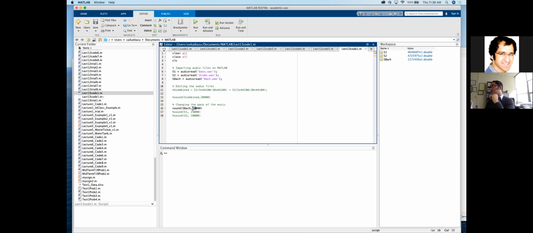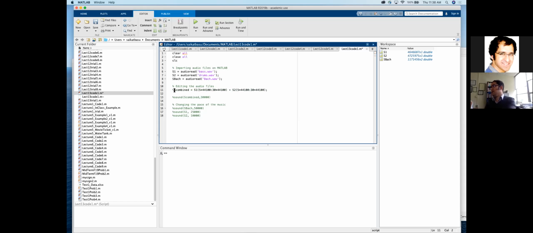On the other hand, if I just change it to a very high number, say 50,000. So this sounds more like Bach, right? Okay, so let's stop this one and let's see what happens if I can combine 2 files together.